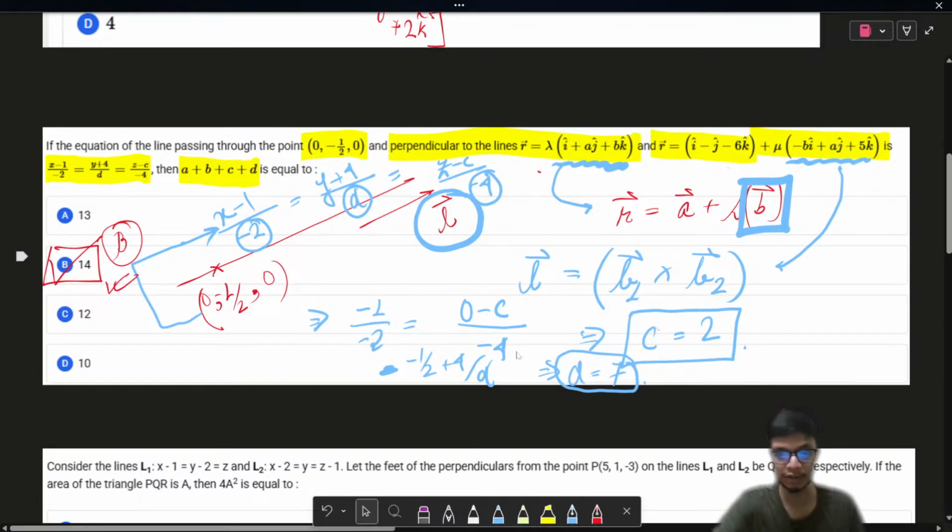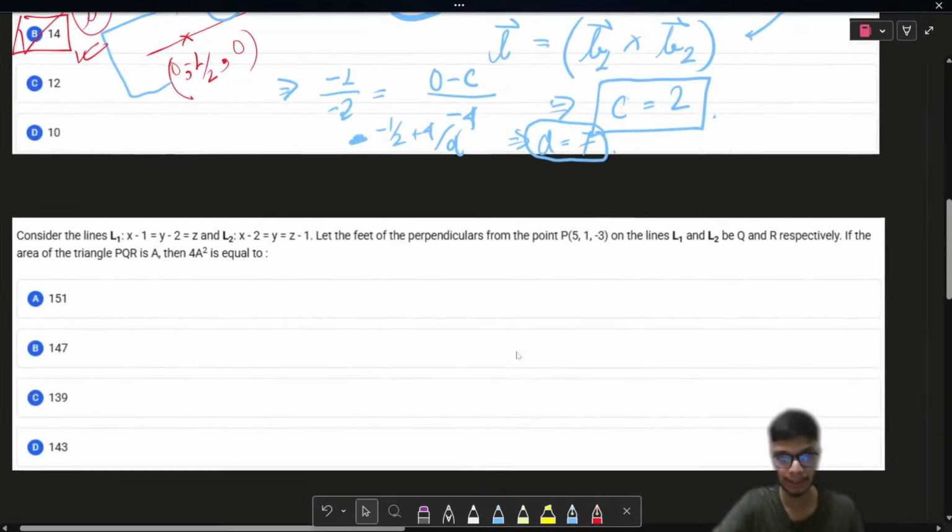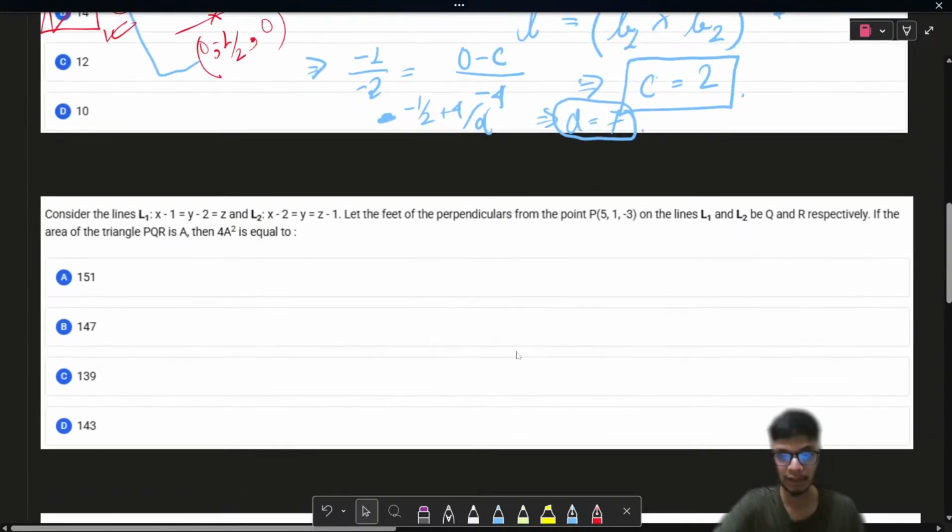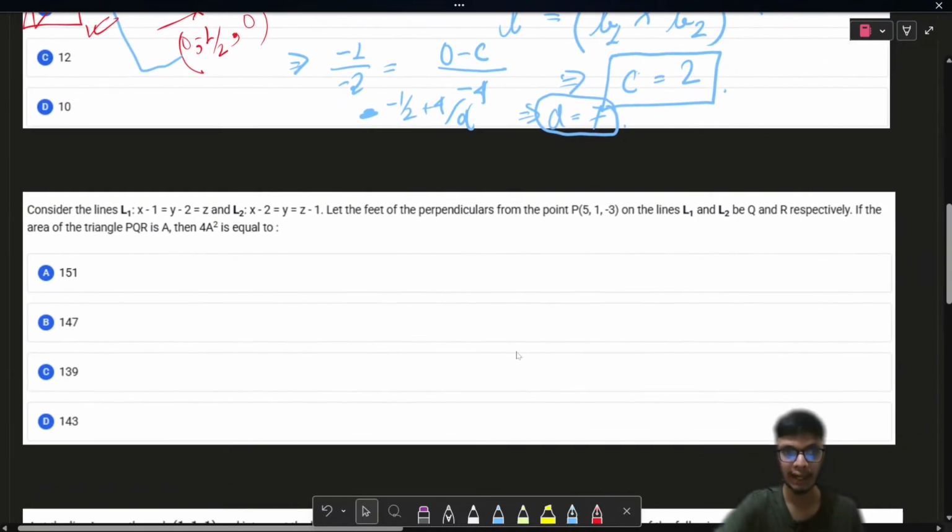So let's proceed to the next question. This is my next problem. Please first analyze the problem carefully and try to solve it, and let me know whatever answer you're getting in the live chat.